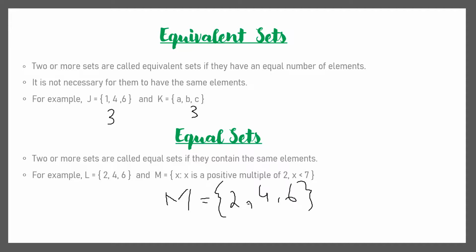So it contains 3 elements, and L also contains 3 elements, and all the 3 elements are the same: 2, 4, 6, 2, 4, 6. So these two sets L and M are equal sets because they contain the same number of elements and the same elements. Okay, so I hope both definitions are clear now, equivalent sets and equal sets. The only difference is that in equivalent sets, only the number of elements is the same, not the elements themselves, and in equal sets, the number as well as the elements should be the same.